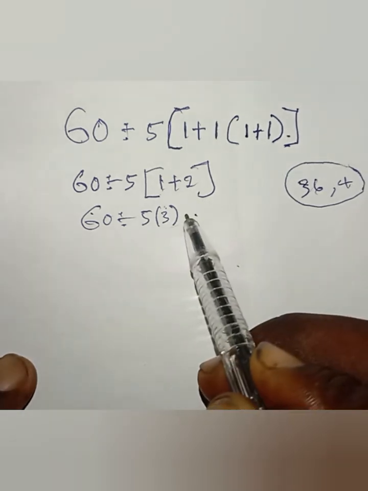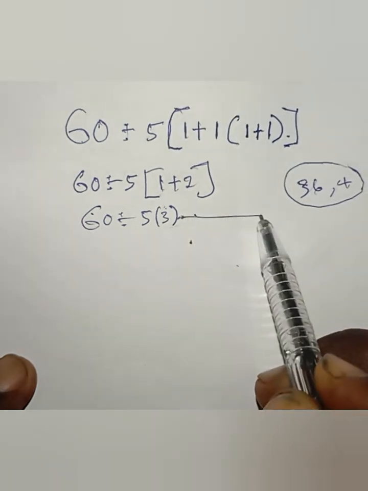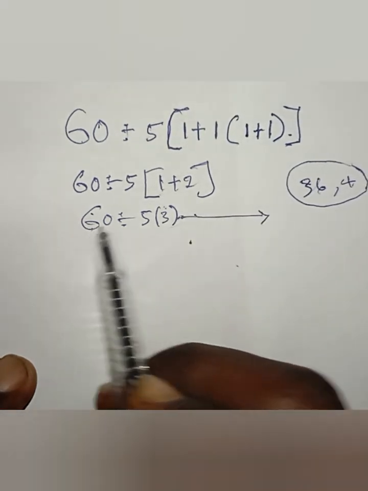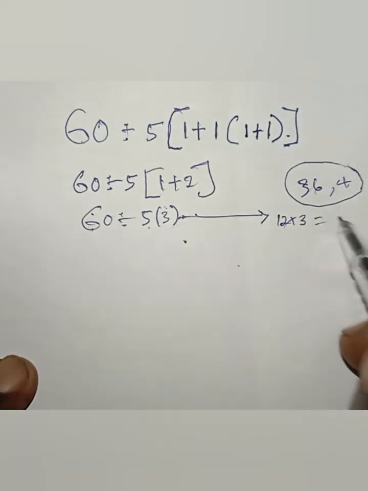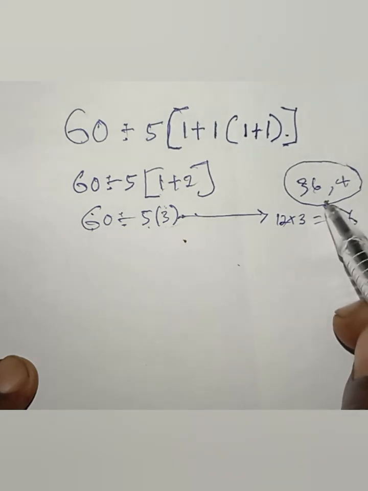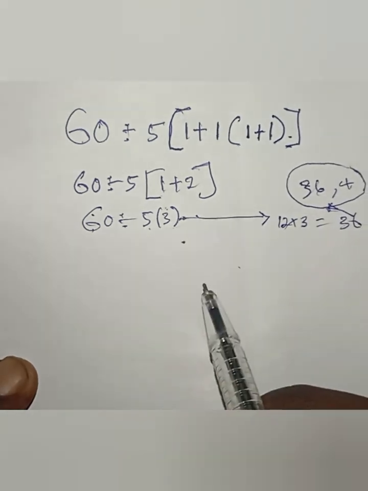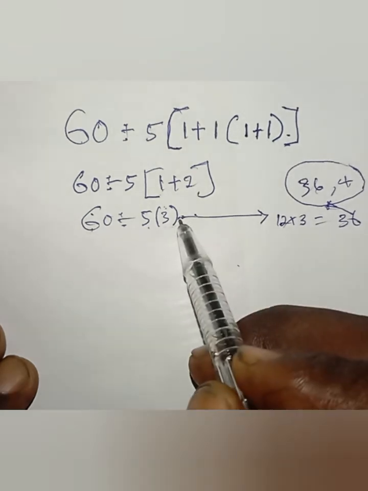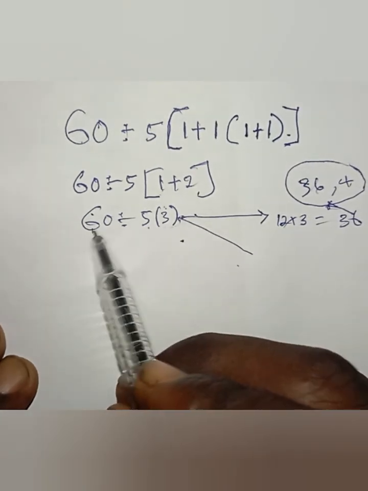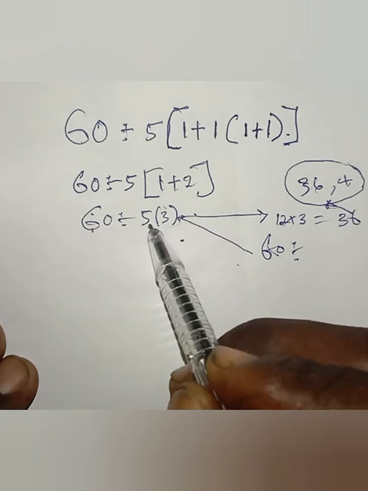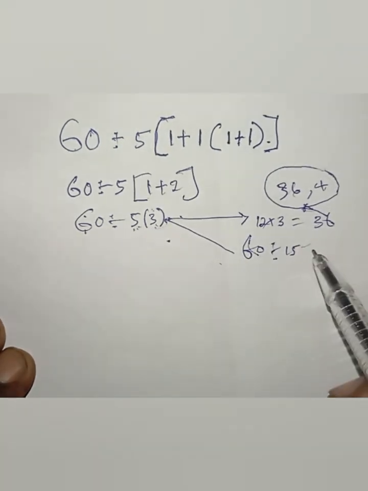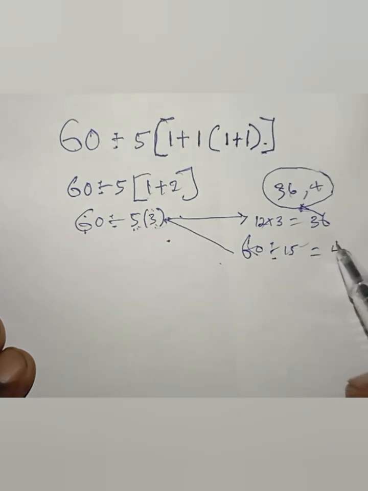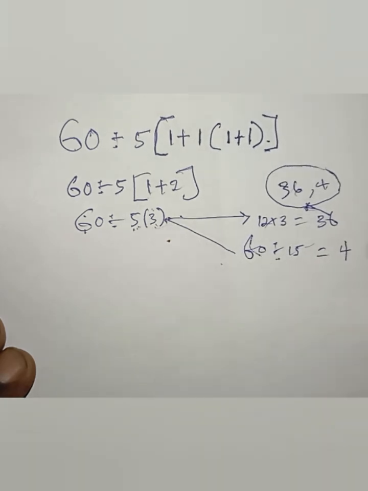So one class actually did something like this. They said 60 divided by 5, which is 12, and then 12 times 3 gave them the 36, and that is why 36 is their answer. And then another class did something different. What they did was 60 divided by 15, which they wrote as 60 divided by 5 times 3, which is actually 5 times 3, which is 15... and of course, when you do that, you're going to be having that your answer is 4. So this is how these persons got the answer to be 4.